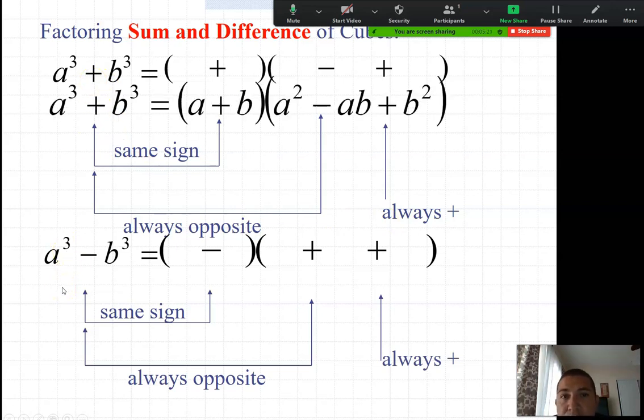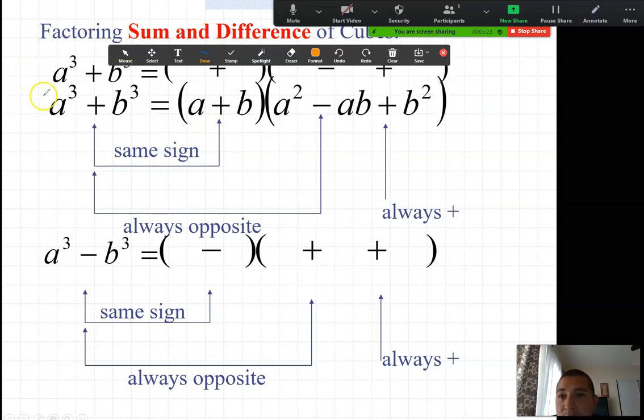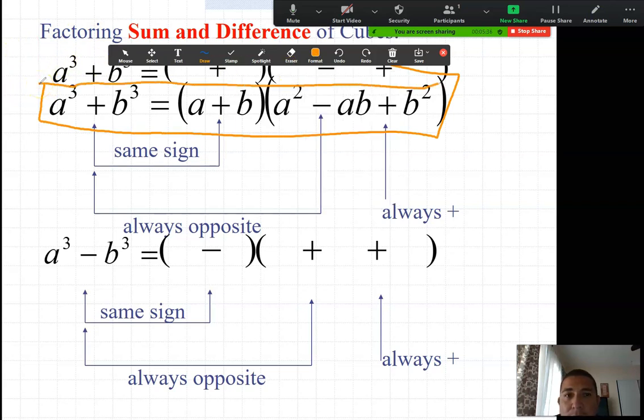Okay, and then if we bring in the rest of the definition, so in a cubed plus b cubed, in the first parentheses, we're going to get a and b. In the second parentheses, whatever the value of a is, we're going to square it. Same thing at the end. And then in the middle, we take the product of a and b.